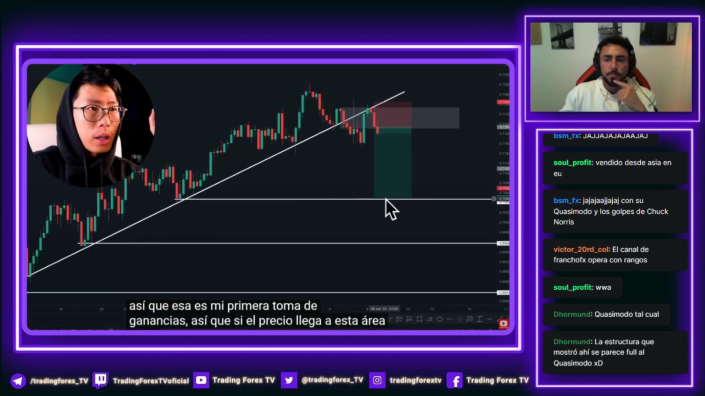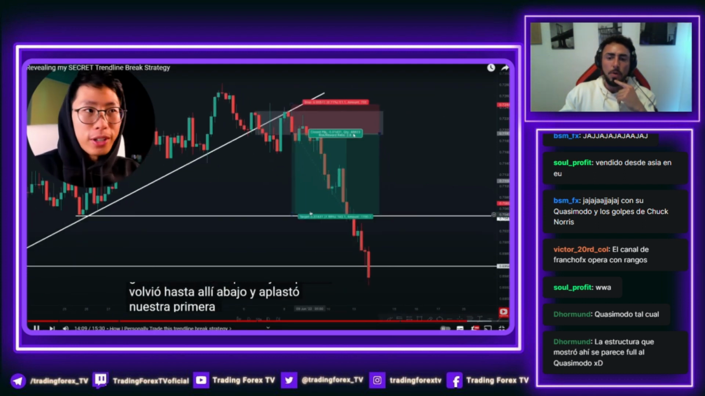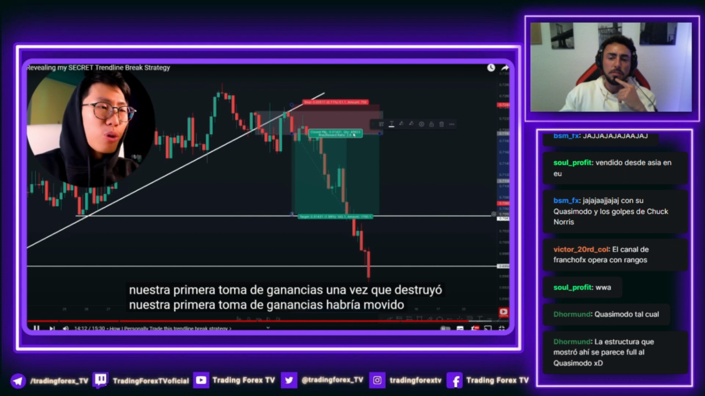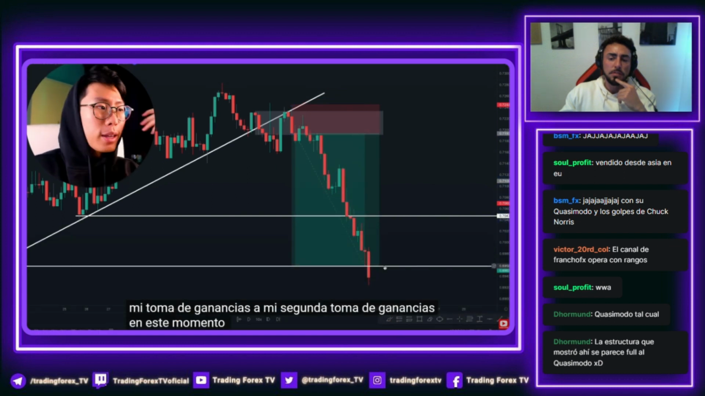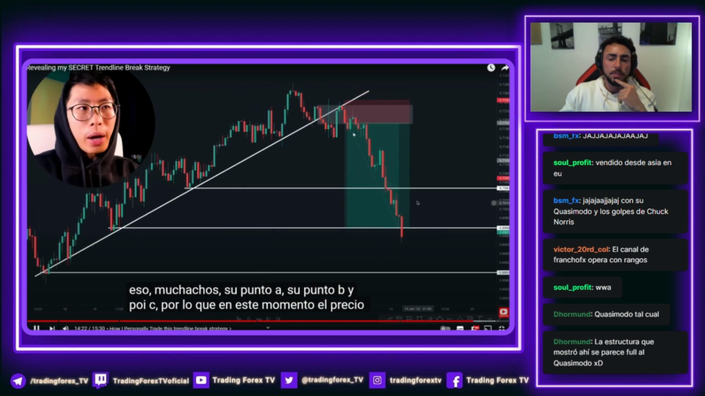So if price reaches this area here, guess what? I'm going to move my take profit all the way down here. Price went back all the way down there and smashed our first take profit. Once it smashed our first take profit, I will have moved my take profit to my second take profit. At this point of time, it also smashed it. It's really just as simple as that, guys. Your point A, your point B, and point C. So right now, price has smashed these two take profits.